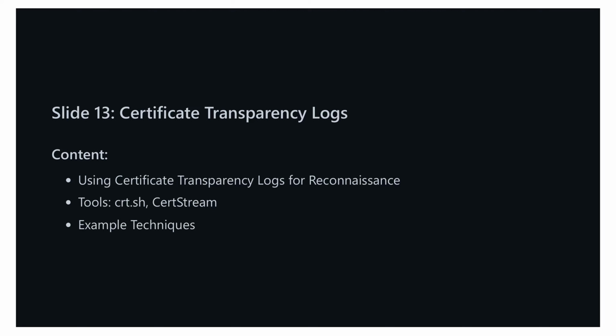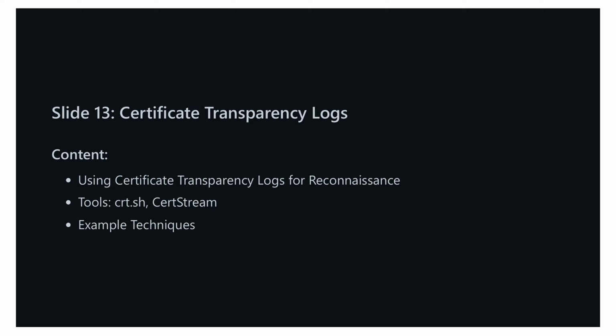For instance, you could use crt.sh to search for all certificates issued to example.com and its subdomains. This can reveal a wealth of information about the structure and points of presence of example.com. Similarly, CertStream provides real-time updates on newly issued certificates, which can help you stay abreast of any new infrastructure being brought online by the domain of interest. In summary, by leveraging certificate transparency logs through tools like crt.sh and CertStream, you can significantly enhance your reconnaissance capabilities.